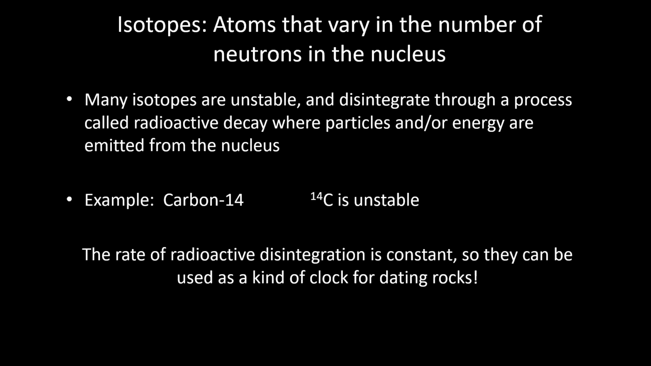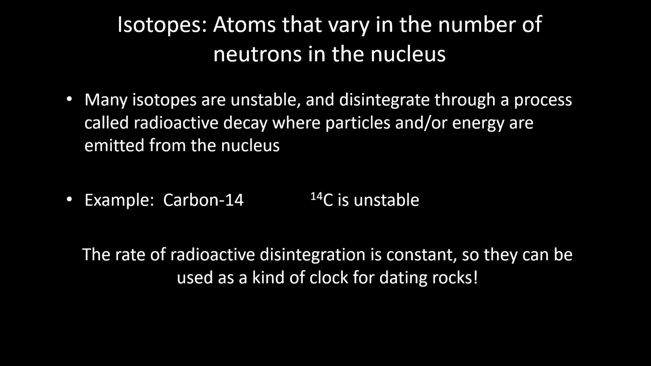And what we'll see is that there are certain isotopes that are unstable. Many are stable, but there are quite a few that are also unstable. And they disintegrate through radioactive decay, which we have a pretty good handle on the rate of that decay. And so we can use the rate of this radioactive decay to essentially have clocks in rocks.